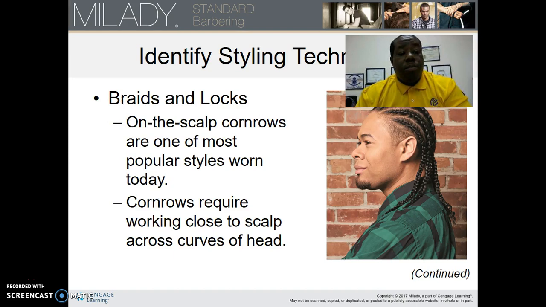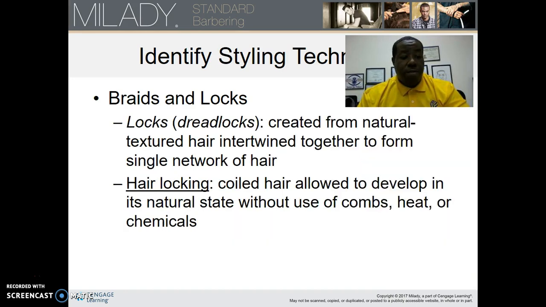Then we move on to braids and locks. Now this is actually a newer feature that's been added to our book. Now the example that's listed here is of some braiding techniques where the hair is braided. This is listed here, the cornrow technique, where basically it's braided right on top of the scalp, very close to the scalp, and it conforms to the curves of the head.